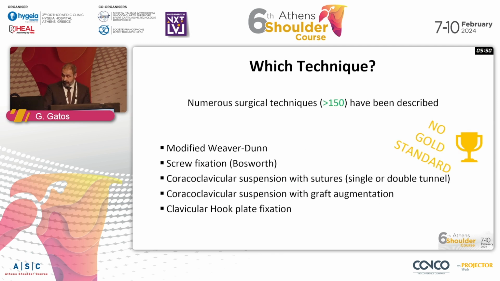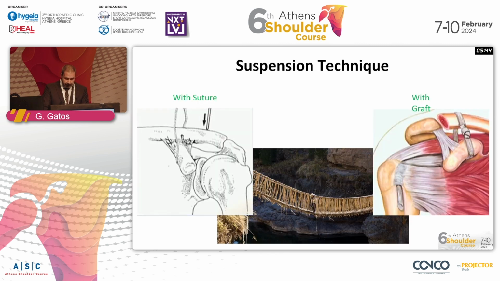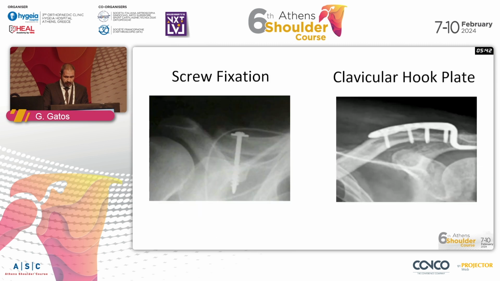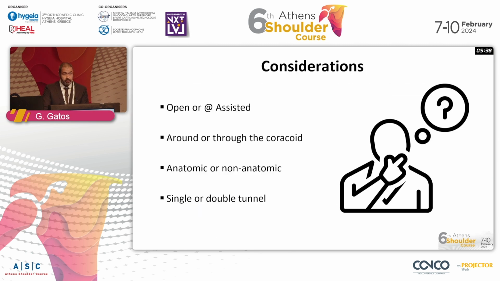So which technique? Numerous techniques have been described, still with no gold standard: suspension techniques with sutures, with grafts, screw fixation, the clavicular hook plate. So what to consider? You have to consider whether you are going to address the patient open or arthroscopically assisted, whether you are going around or through the coracoid, whether you are going to do an anatomic or non-anatomic repair, and a single or double tunnel.